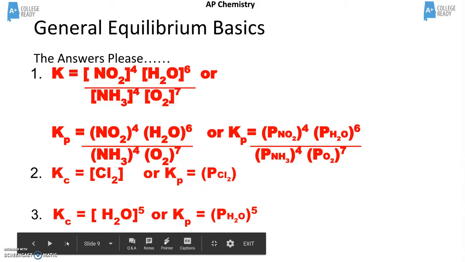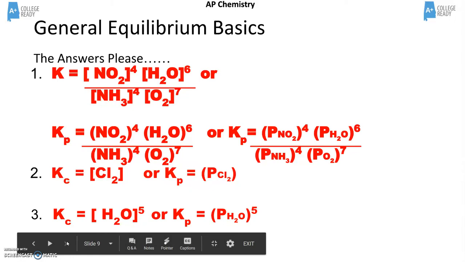And that is all I have for today for general equilibrium basics. If you can balance a reaction, write a reaction, write your law of mass action with your equilibrium expression of your products over your reactants raised to their coefficients, you're already halfway there. That would be an A or a B part on an FRQ at this time, and several multiple choice questions.